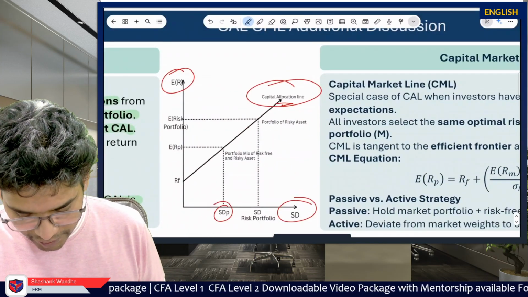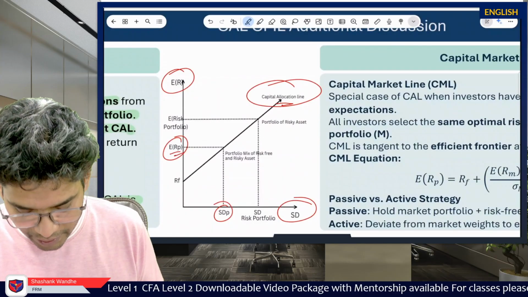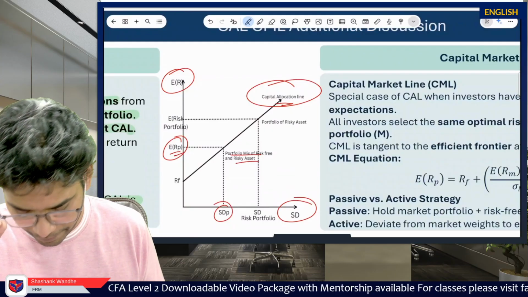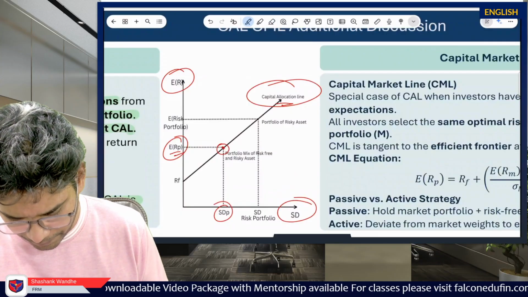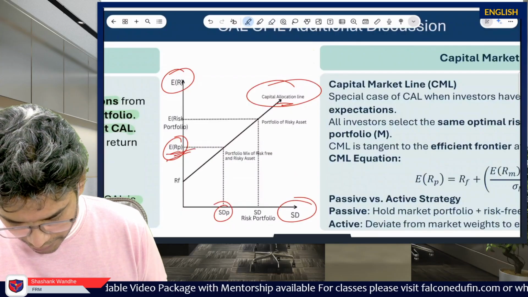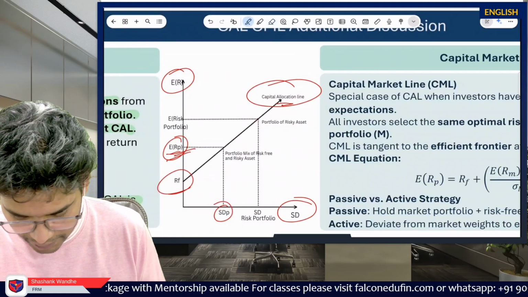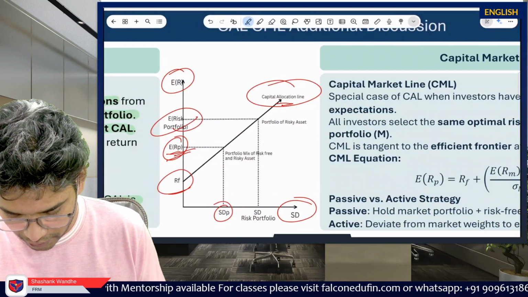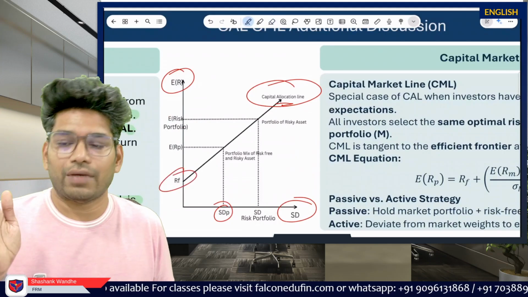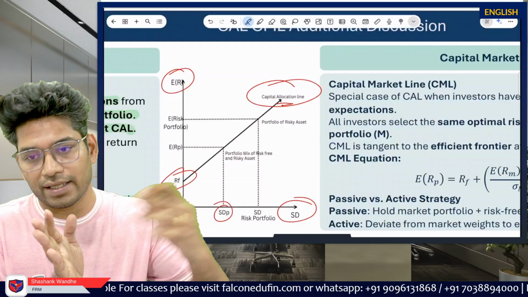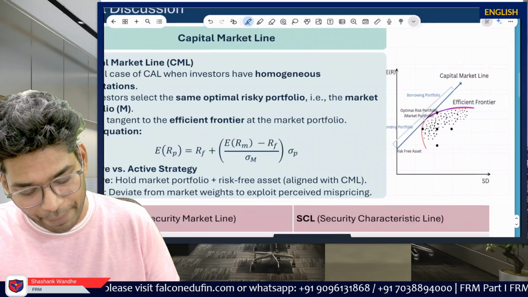At this particular point, this is the standard deviation of the portfolio, and this is your ERP, and this is the portfolio mix of risk-free asset and the risky asset. Then you have the RF. Then you have this particular point, the portfolio of pure risky asset, and this is the expected risk of the portfolio. Just remember this: as you increase the allocation into the risky asset, the standard deviation of the portfolio will increase. Then we have the capital market line.